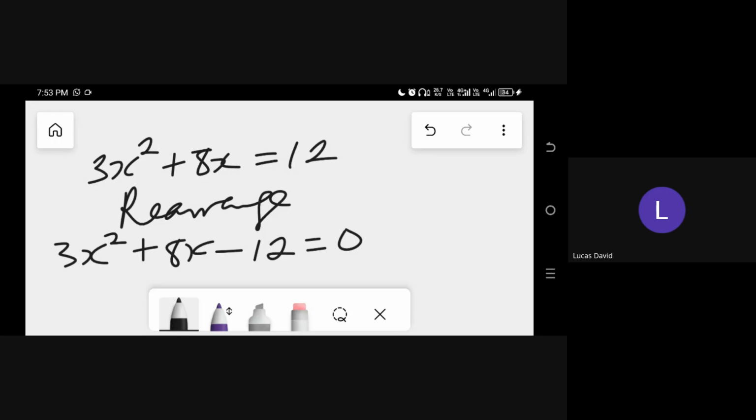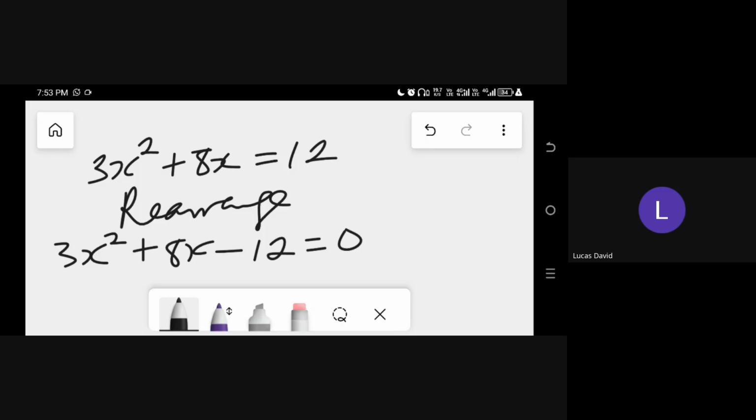So until you make it look this way, do not pick your A, B, C. You can just look at this now. If you had picked your C from the first stage when 12 was at the other side, your C would have been 12. But now look at the actual value of C. C is not 12, C is minus 12. So take notes, it must be equals to 0 before you pick your A, B, and C.